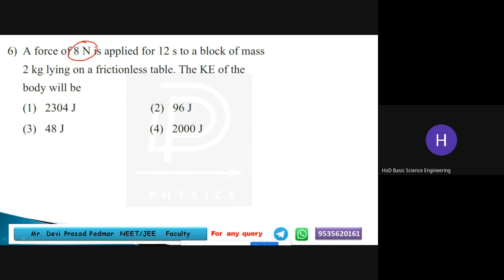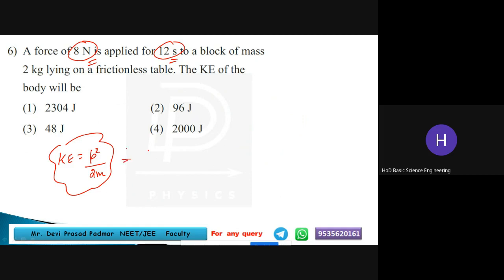A force of 8 newton is applied for 12 seconds to a block of mass 2 kg lying on a frictionless table. The kinetic energy of the body is, kinetic energy equal to P square divided by 2m. The relation between kinetic energy and linear momentum. Here force and time are given. How to get momentum from this? Impulse, right? Impulse is nothing but change in momentum.